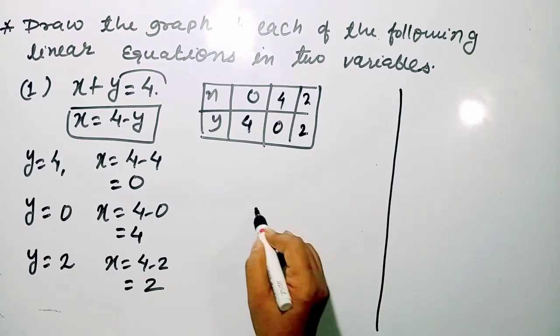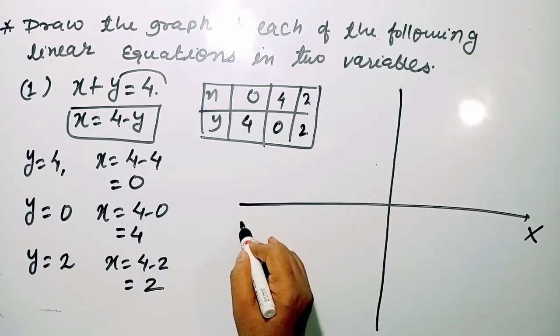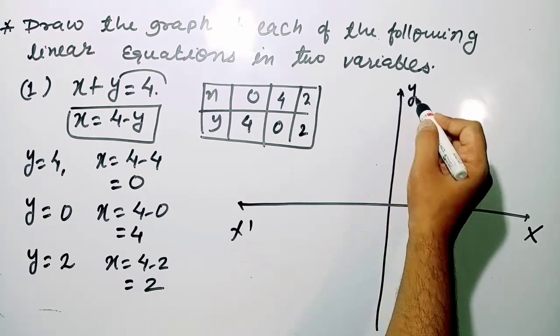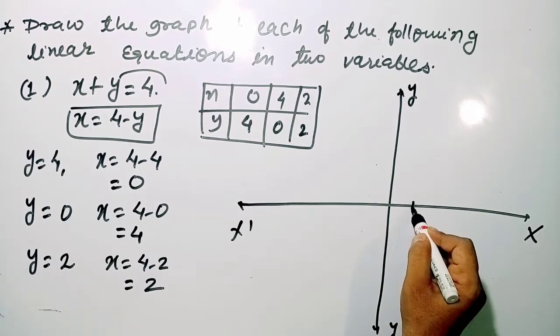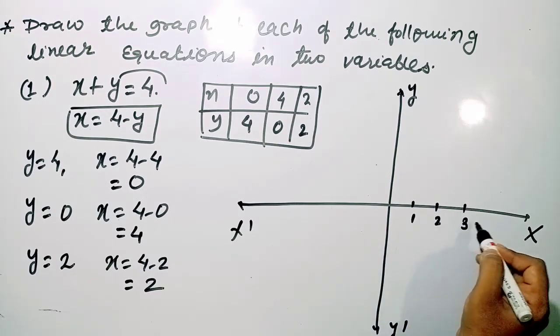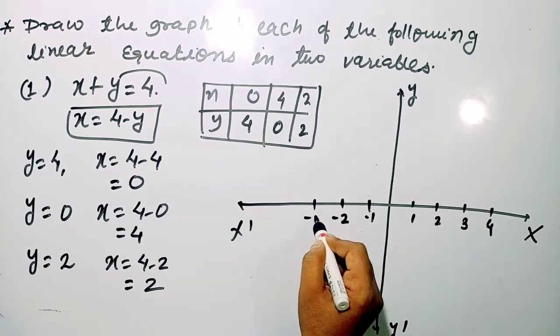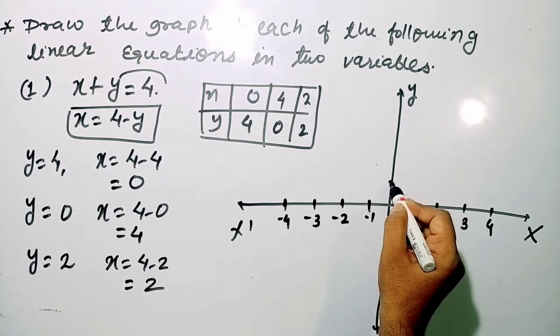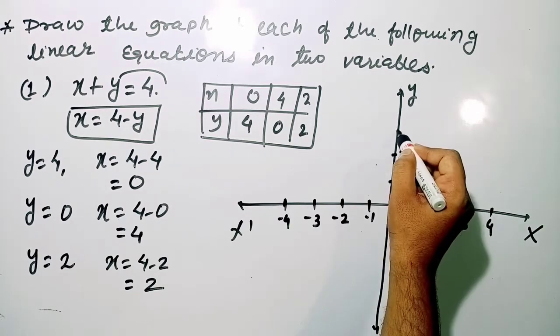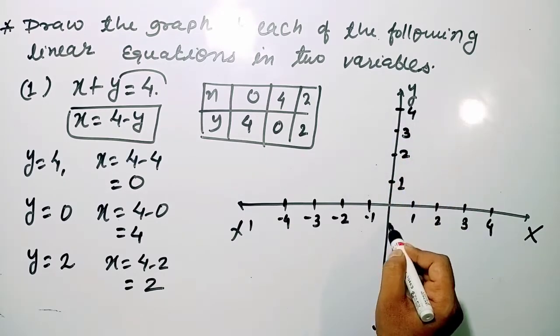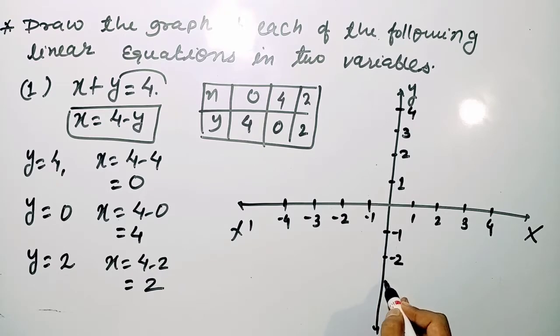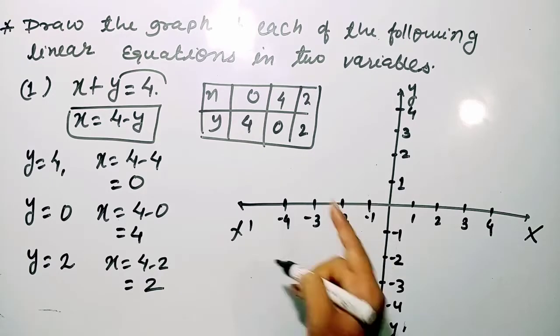Now the vertical line and horizontal line intersect each other in the Cartesian plane, so naming x dash and y dash. On the right side of the x-axis from the origin, there will be positive integers, and on the left side there will be negative integers. Similarly, in the upward direction of the y-axis there will be positive integers, and in the downward direction on the y-axis there will be negative integers.